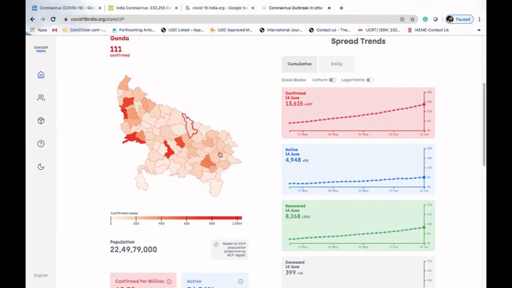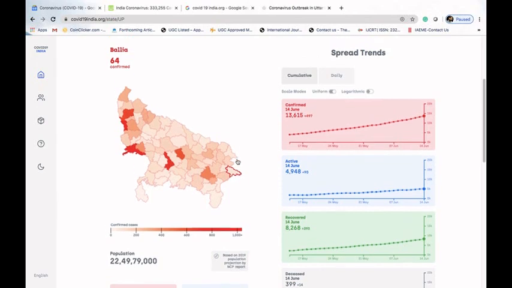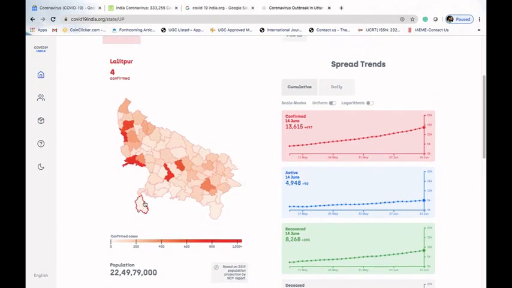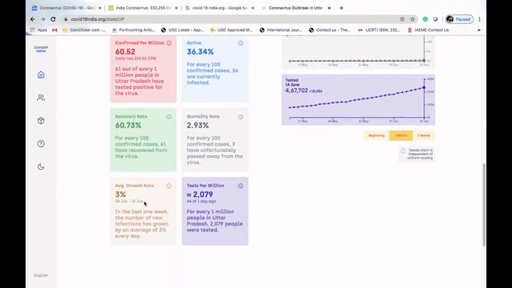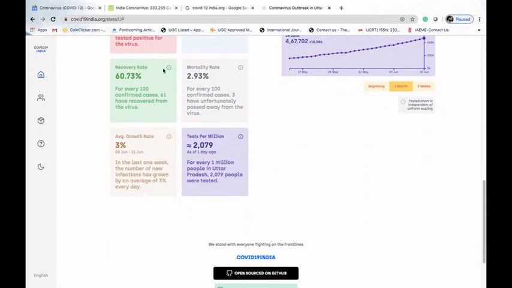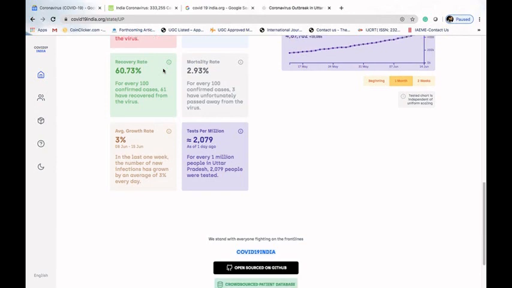And the light color shows fewer cases. So this one, Lalitpur, has only 4 cases. So that's how we can get the data from this website. So that's all about today's video.